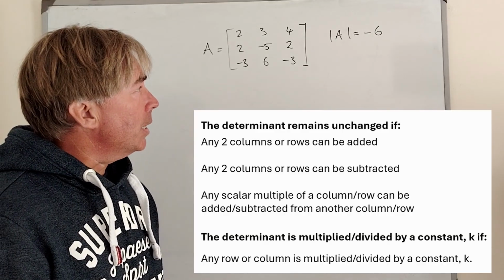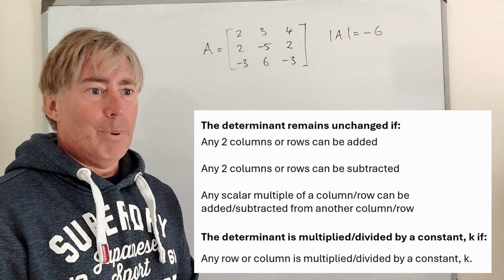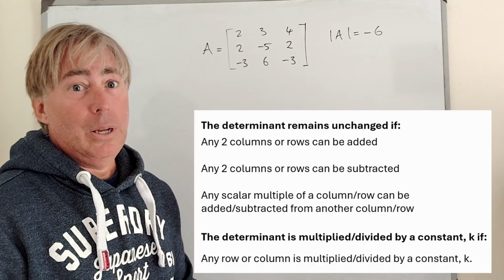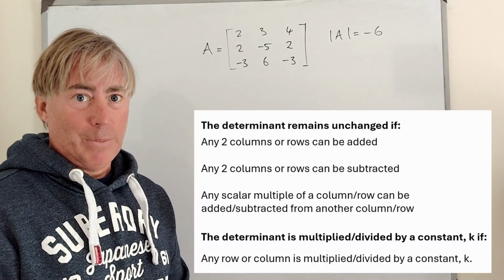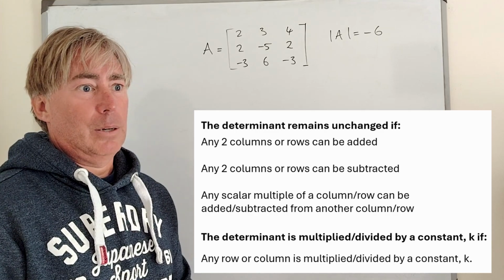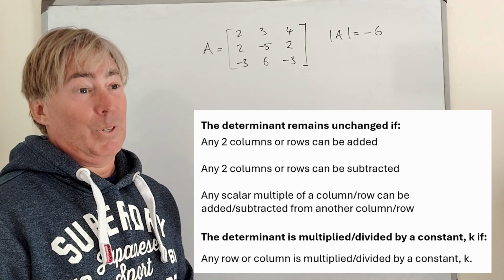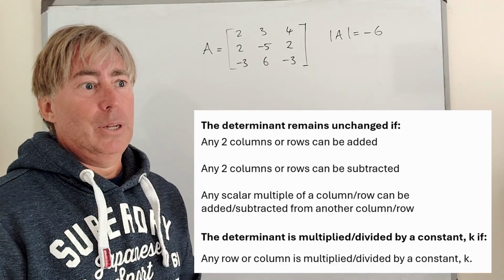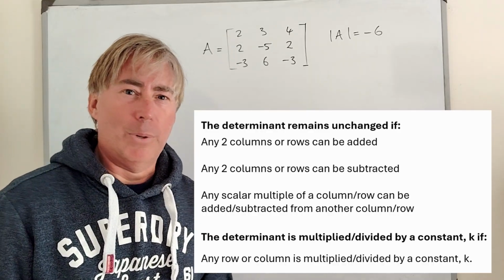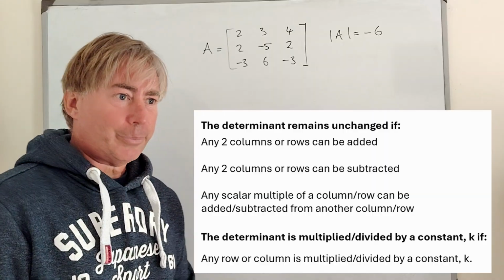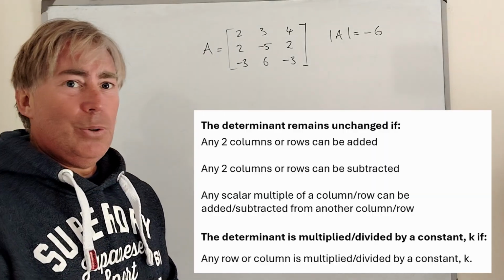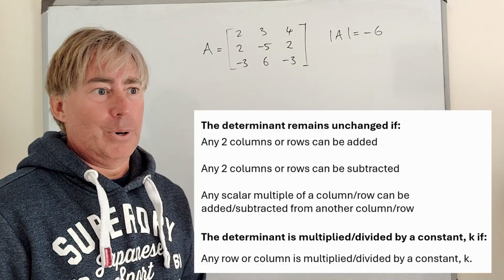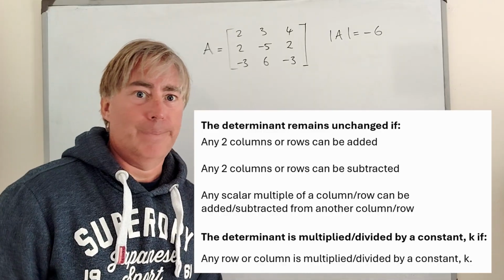So the next set of rules is if you multiply any row or any column by a constant, then the determinant will also be multiplied by that value. Okay, so same goes for division. If you multiply by the reciprocal of a constant, i.e. divide through by that constant, then the resultant determinant will also divide through by that value. So I'm going to just use these rules quite quickly to show you how I can actually simplify the process of finding the determinant of a matrix.